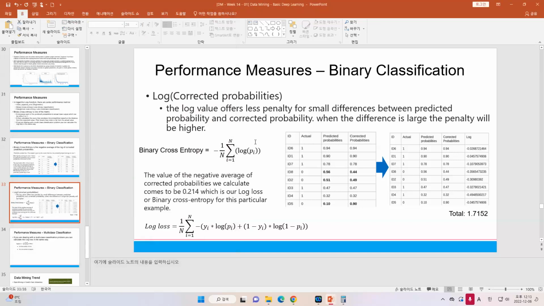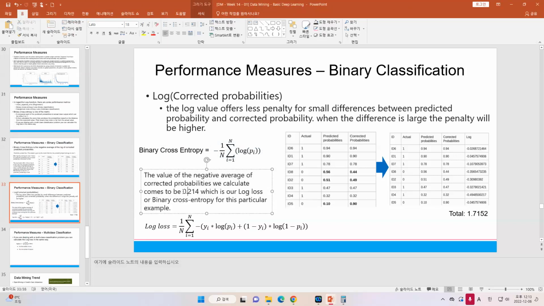Now we have the binary cross entropy formula like this one. We will do the log, and then we will do the summation, and we will divide by n and then multiply by minus. So every minus here will be positive. Okay. So the negative average of the corrected probabilities we calculate comes to be 0.214, which is our log loss or binary cross entropy for this particular example.